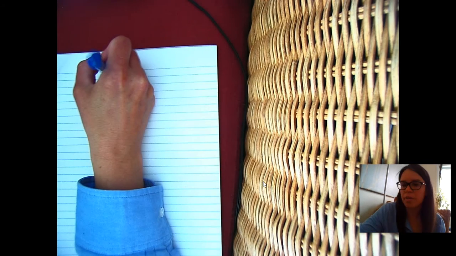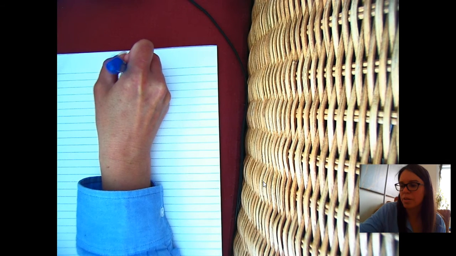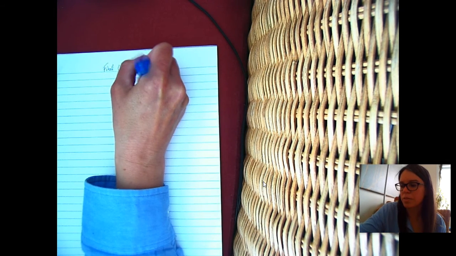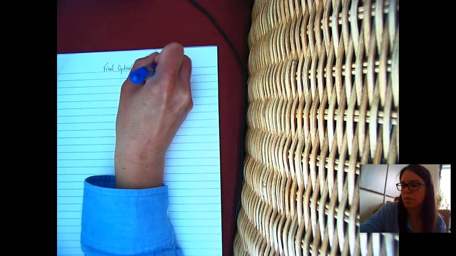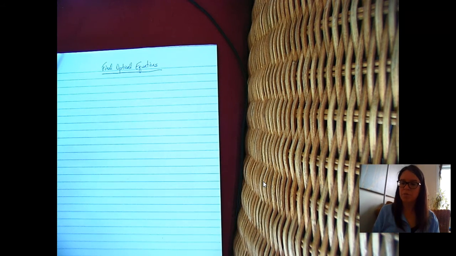So we're going to put final optical equations as a heading for today. So we've talked about the thin lens equation, the 1 over f equals 1 over di plus 1 over do. We've talked about Snell's law, and then we have a couple here we can use for magnification.